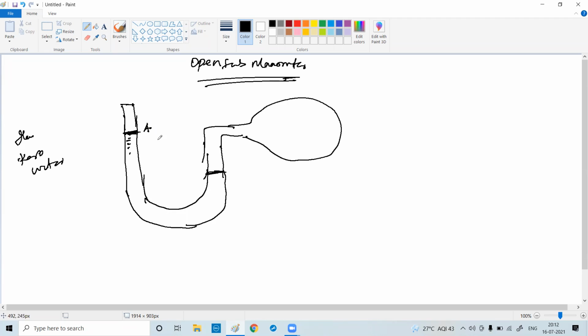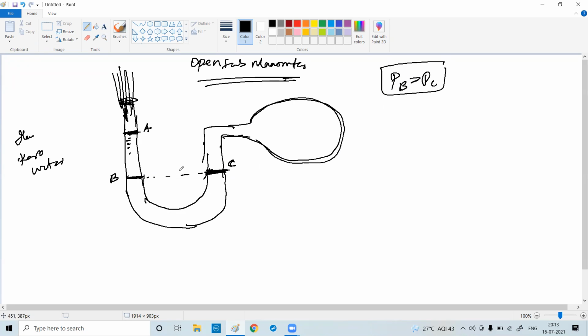Okay, so you have two points A and C. This point is an open point. That means obviously it will be connected to the atmosphere. Air is there, and this part is connected to some kind of container. So you want to check what is the pressure at this point C. You know very well that at the same height, the pressure is the same. That means if you take another point B, the pressure at this point will be equal to the pressure at this point. PB is equal to PC. Why? Because they are at the same height.